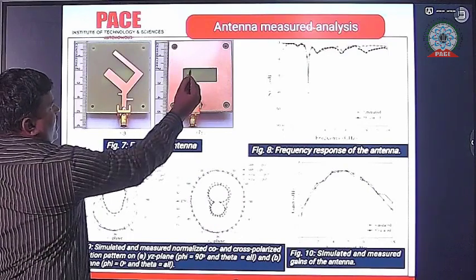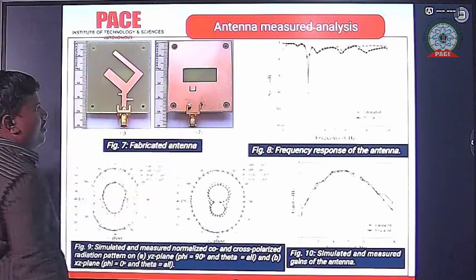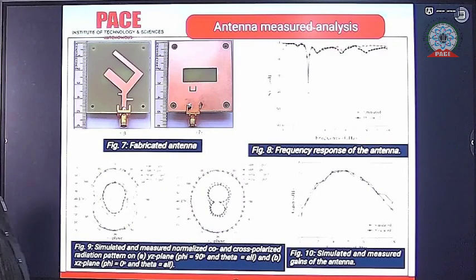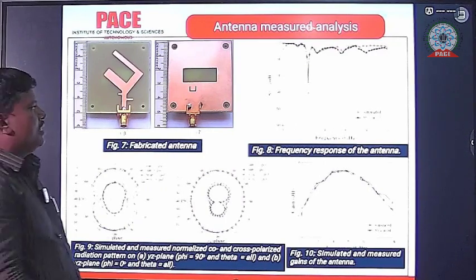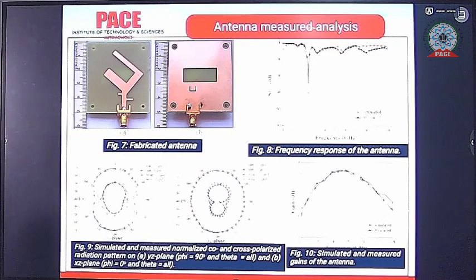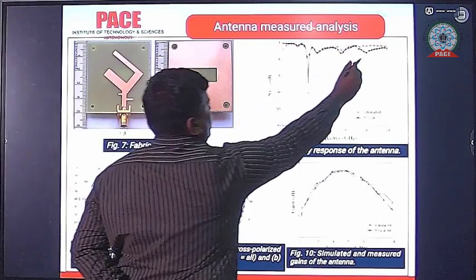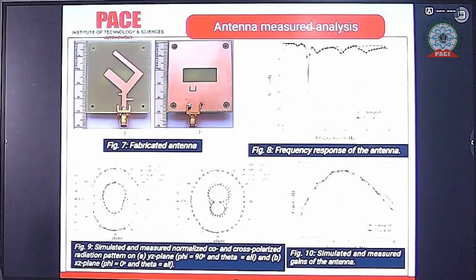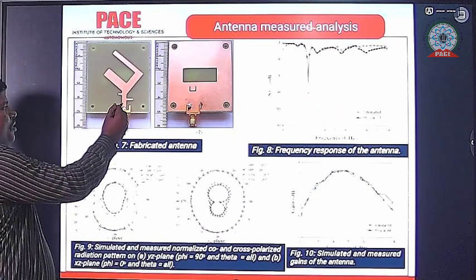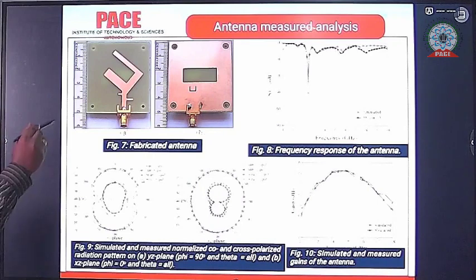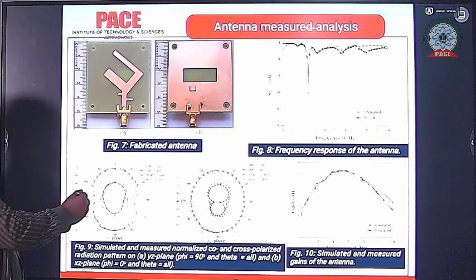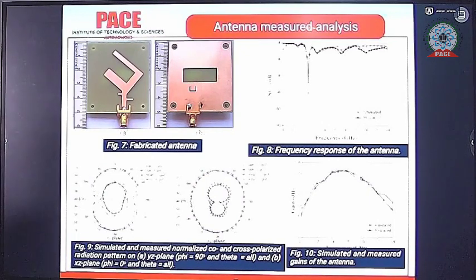Now the measured results compared to the simulated results. The measured results agree with the simulated results. At higher frequencies, there is a little variation because of the soldering effect, so they do not agree with the simulated results there. Comparing the simulated and measured radiation patterns, they are almost the same. Co and cross polarization is a little high because the antenna is receiving and transmitting signals in the XY plane and YZ plane, both sides.